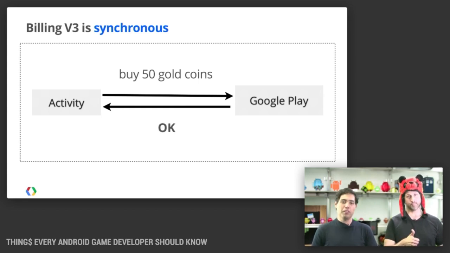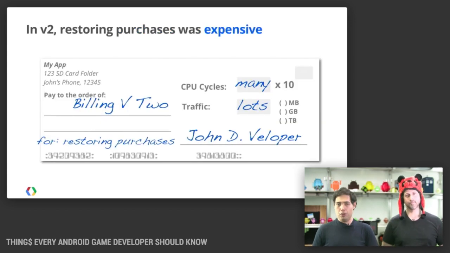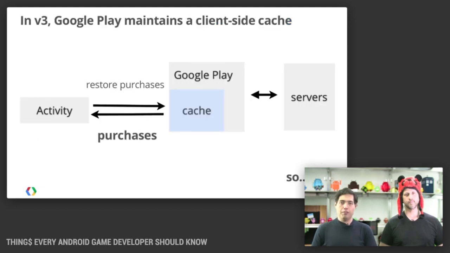If you're used to V2, you probably remember that listing the items that are owned by a particular user is a very expensive operation, so you couldn't call it all the time. So you had to do that very sparingly. So your whole code had to be structured around that limitation. In contrast, in V3, Google Play actually implements a client-side cache and takes care of keeping that in sync with the server for you.